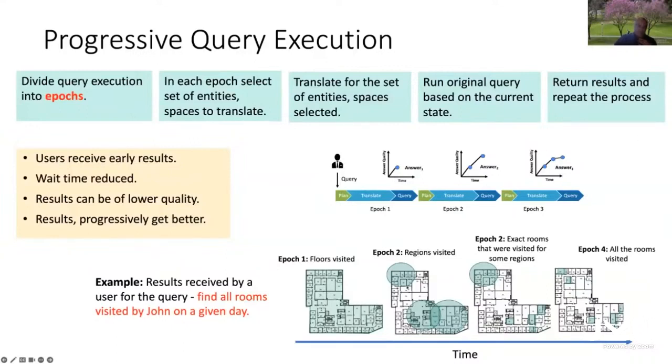So here's an illustration of how TripleDB executes such queries. If my goal was to find, for instance, where John is on a given day, I may do localization at the floor level. As time goes on, in the next epoch, I may then refine the answers to do the localization at the region level, and then finally to the room level.